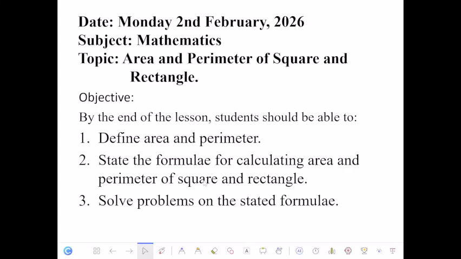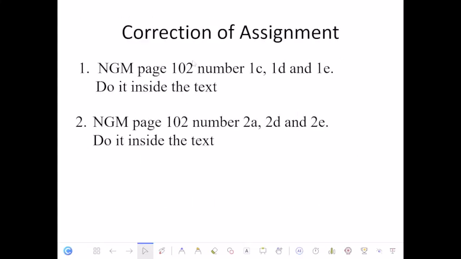So let's go straight. The assignment we did on Friday, this is the question. Go to your New General Maths page 102, number 1C, 1D, and 1E. Then on the same page 102, you will see number 2A, 2D, and 2E. I observed that some of us don't understand this assignment. That's why I say let me take my time and explain it in class.